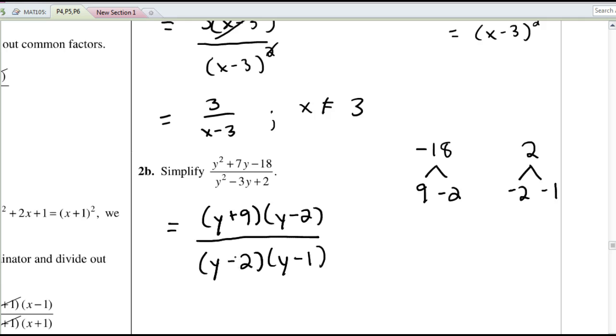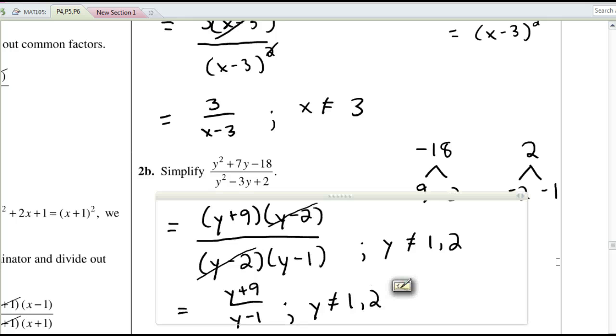Okay, so we're going to have to exclude +2 and +1. We don't care about the top. The top doesn't cause any exclusion issues, just the bottom. So you may even want to make a note to yourself right here that says, okay, y cannot be equal to 1 or 2. But then notice that this factor appears twice, so we can cancel it out. So down here we just end up with y +9 over y -1. But we still have to keep those excluded factors. y can't be equal to 1 or 2.